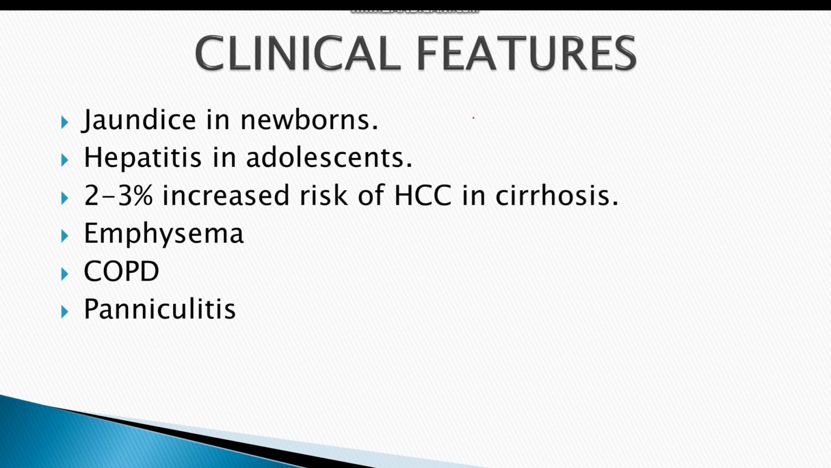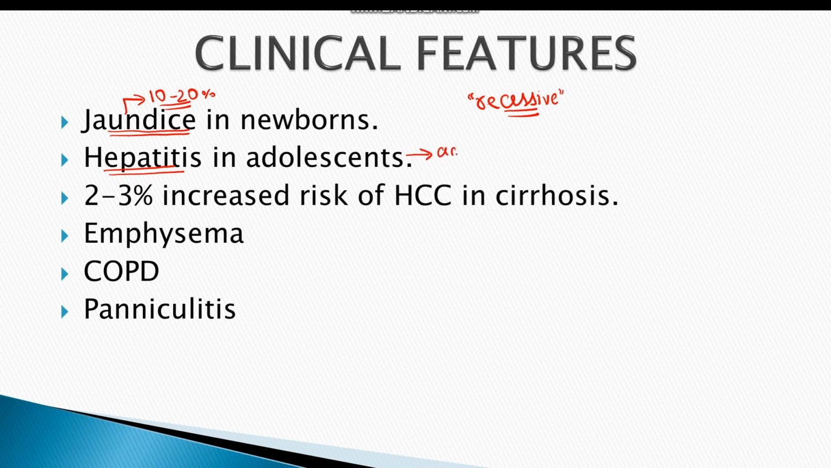The disease is autosomal recessive and the age of presentation is variable. In newborns, cholestatic jaundice is the first complaint, which occurs in almost 10 to 20% of patients of alpha-1 antitrypsin deficiency disease. Moreover, in adolescents, the patient presents with hepatitis.